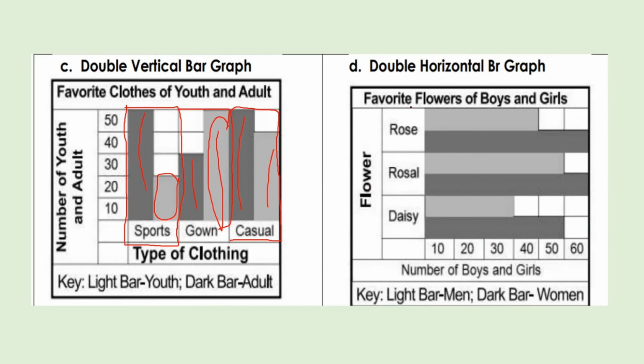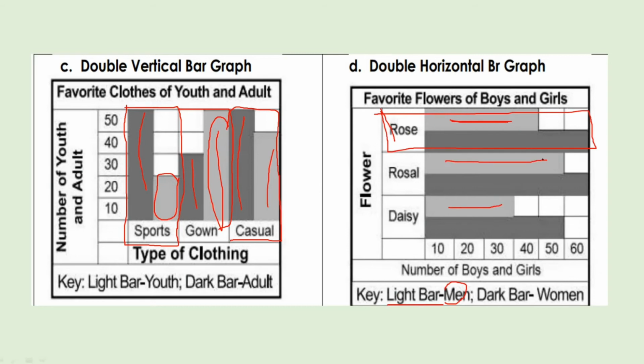So, yung group data natin is yung different flowers natin. And then, meron tayong number of boys and girls. So, sa ating rows, ito yung rows. Meron tayong dalawang bar. So, ano kaya yung gray natin? Or yung light bar natin? So, yung light bar natin is for boys. So, ibig sabihin, ito ay nagre-represent ng boys.